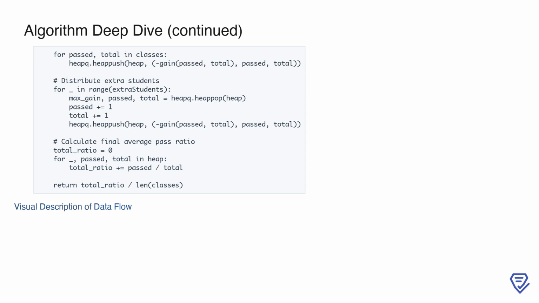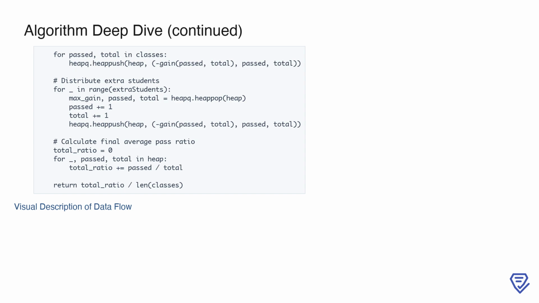First, we define a helper function to compute the gain of adding one student to a class. This function implements the marginal gain formula we discussed earlier. Next, we initialize the heap by iterating over each class, calculating its initial gain, and pushing it into the heap as a tuple containing the negative gain, pass, and total. During the allocation phase, for each extra student, we extract the class with the highest gain from the heap, increment its pass and total values, recalculate its gain, and push the updated tuple back into the heap.